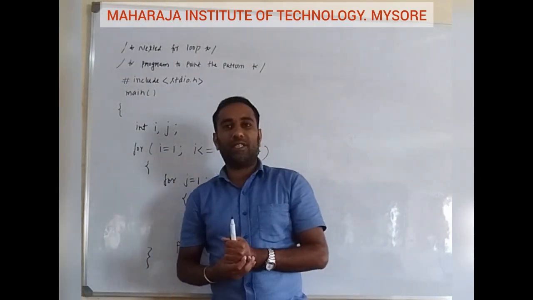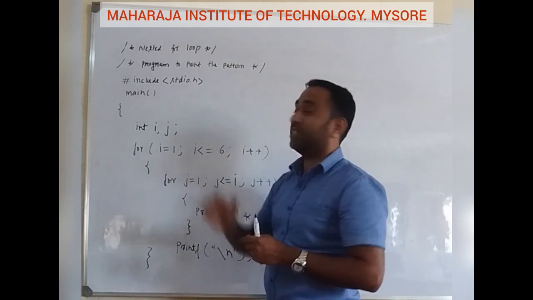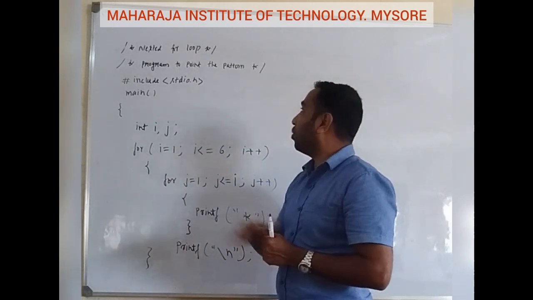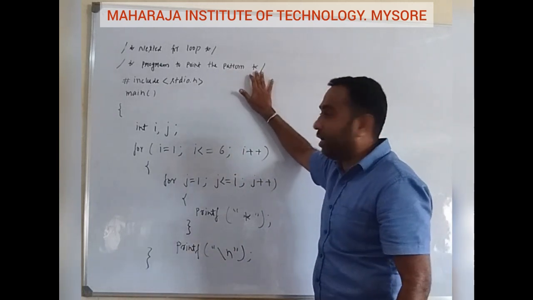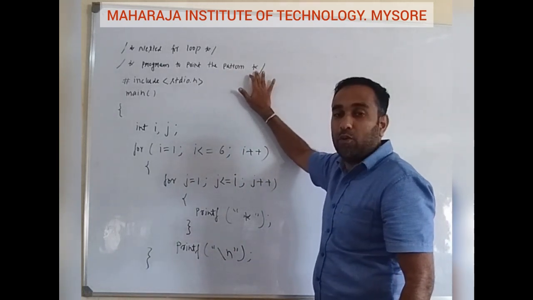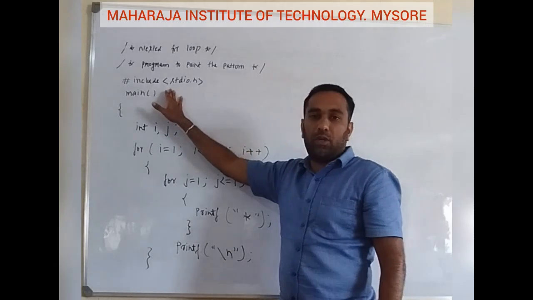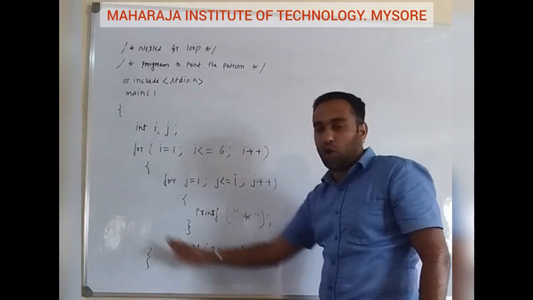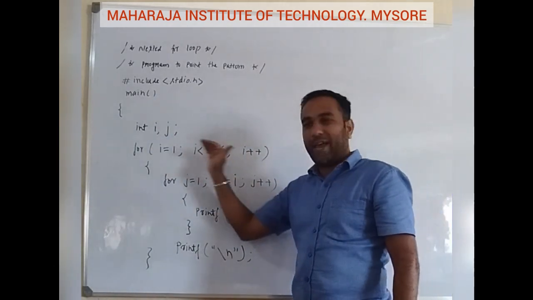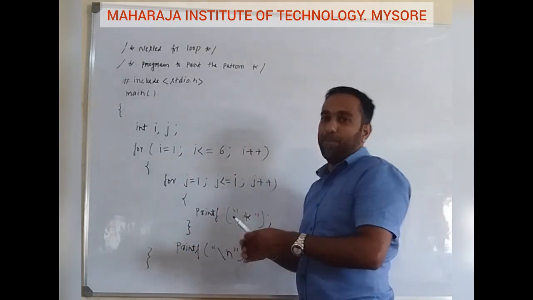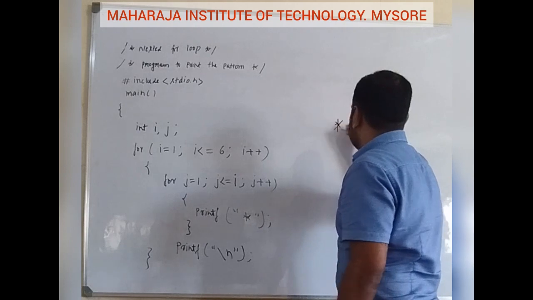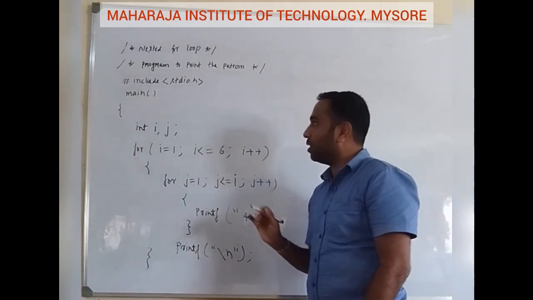So let us discuss the example for nested for loop. Here I am writing a program to print the star pattern. I am using nested for loop, and I will explain line by line how the nested for loop executes to print the star pattern. It's a very simple program.